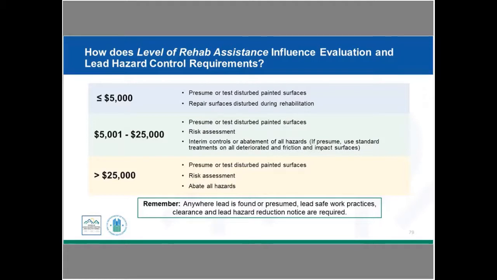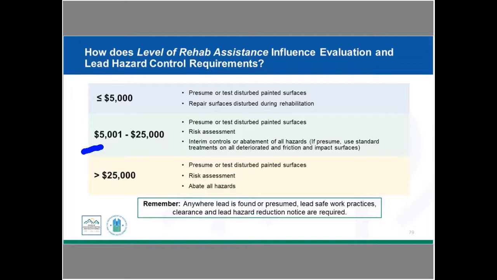If you are, for your evaluation, you're presuming or testing disturbed painted surfaces. For the treatment, you'll be repairing surfaces during the rehab. For the 5,001 to 25,000 category, for your evaluation, you're either presuming or testing disturbed painted surfaces. You need to be doing a risk assessment, and then you'll be doing interim controls or abatement if you choose. Abatement's not required of all hazards. And then if you presume, you'll be doing standard treatments on all deteriorated and friction impact surfaces.